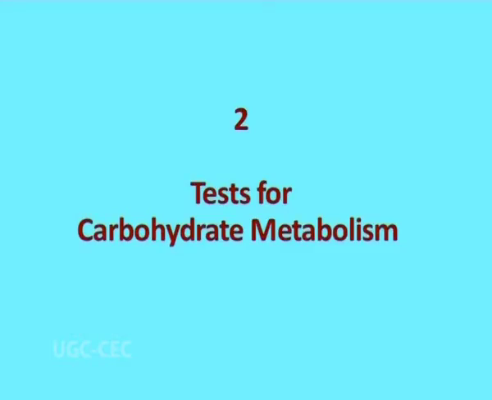Then we have the tests for carbohydrate metabolism. We have the galactose tolerance test. After an overnight fast, a fasting sample is taken. Thereafter, the individual is given 40 grams of galactose in 300 ml of water. Blood samples for estimation of galactose are taken at 30 minute intervals for 2 hours. The normal blood galactose level is 0 to 160 mg per 100 ml. In infective and toxic hepatitis and cirrhosis of liver, values of up to 500 mg per 100 ml of blood are seen.